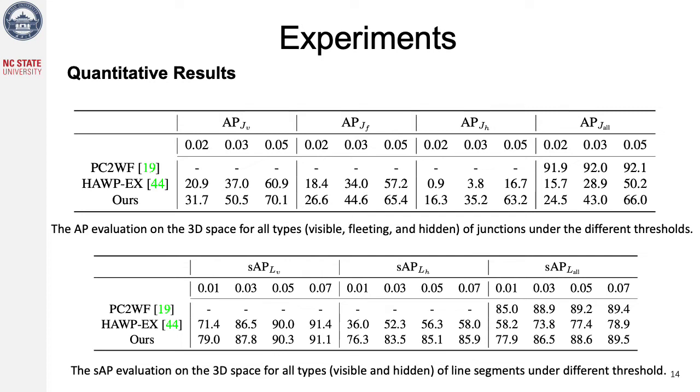Compared with the perfect baseline that takes the ground truth point clouds as input, our method achieved very competitive SAP scores in the strict thresholds of 0.01, 0.03, and 0.05 for the detected line segments, while being better than PC2WF in a relaxed threshold of 0.07.